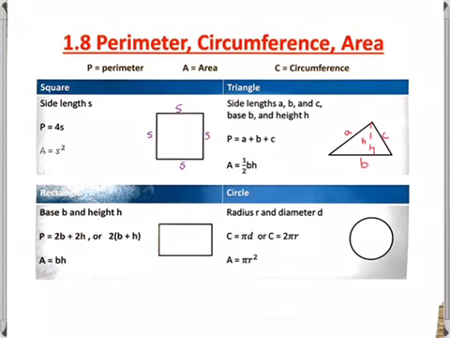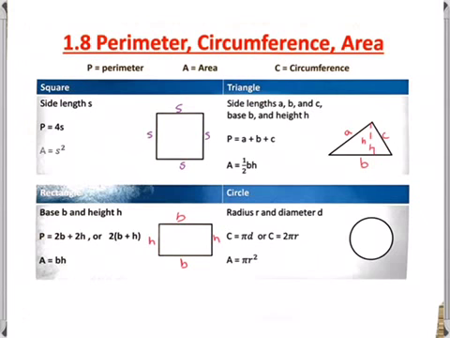Rectangle. To find the perimeter of a rectangle, you'll take 2 times the base plus 2 times the height, or 2 times base plus height, or you can merely just add up all the sides. To find the area of a rectangle, you take base times height.